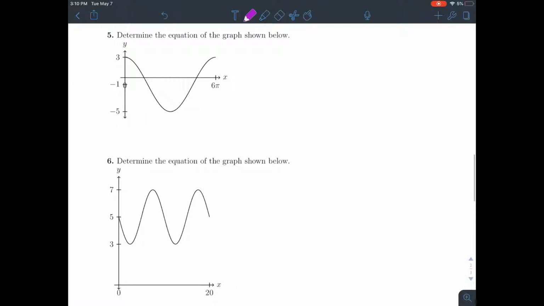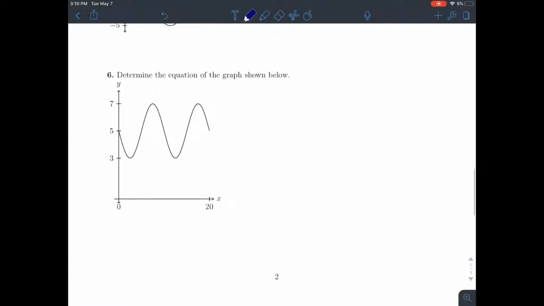Determine the equation of the graph shown below. So I'm going to leave this one for you guys. Sorry, that was supposed to be dot, dot, dot. And I'm going to do just the last question, because I think that if you understand this one, you'll understand everything. So I like to sketch in the midline here, because that is important.